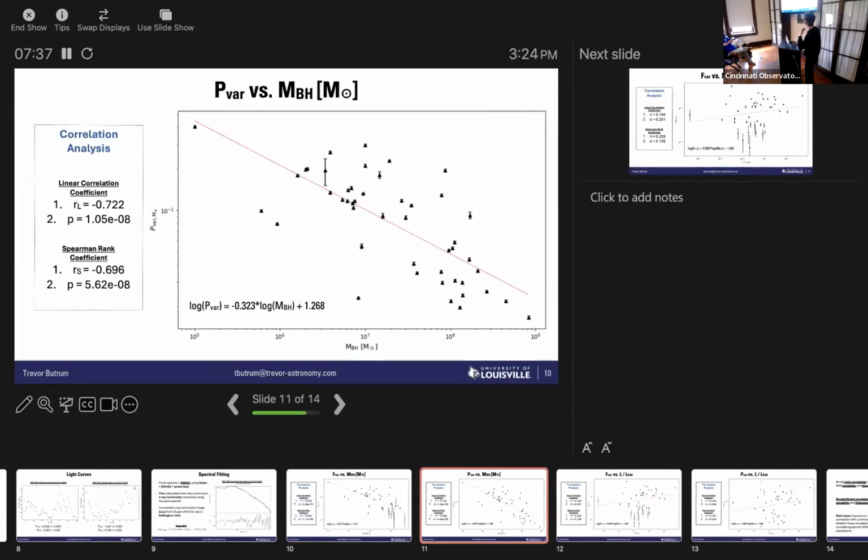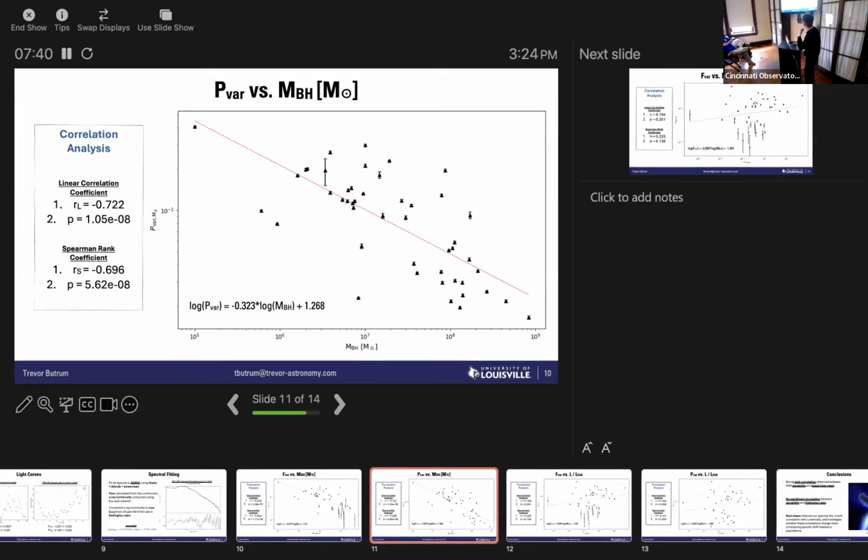I did this for PVAR as well. You can see our error bars are much smaller, and it shows basically the same result, albeit at a little higher anti-correlation for both tests.